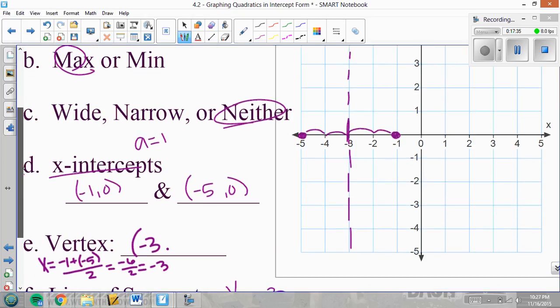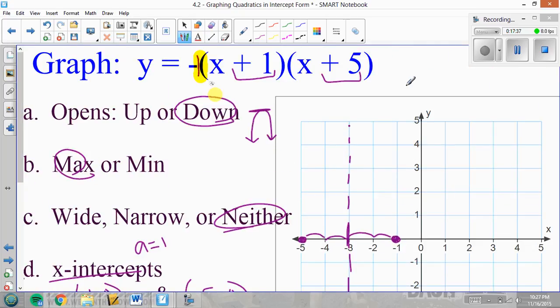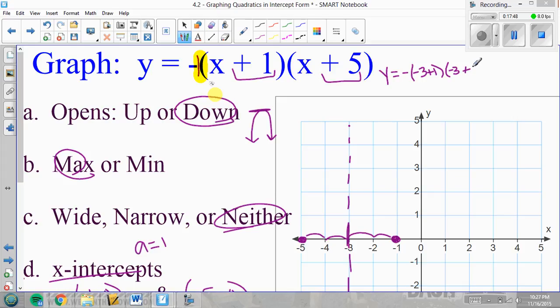Now if I know x is negative 3, I can plug that in to get y. So negative 3 plus 1, and then negative 3 plus 5. Taking care of my parentheses first, still dropping my negative. Negative 3 plus 1 is negative 2. Negative 3 plus 5 is positive 2, so I have a negative 1 times negative 2, which gives me 2 times 2. So I took care of this first, dropped down my 2, and I know y is 4.